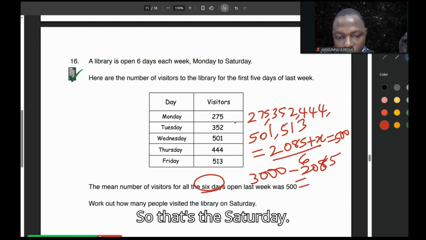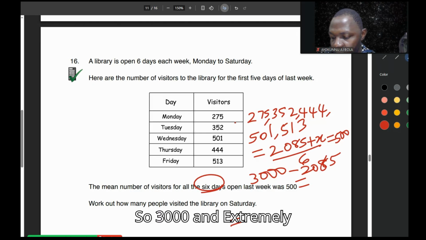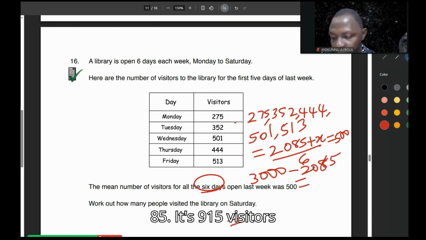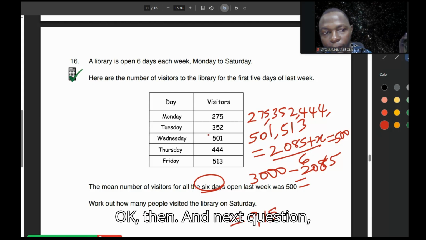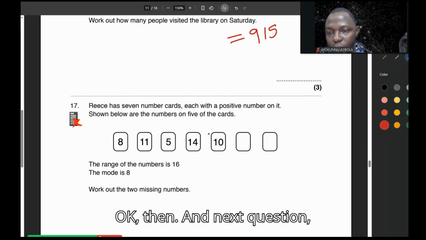So that's the Saturday. 3,000 minus 2085. That's 915 visitors on Saturday. Okay, then the next question.